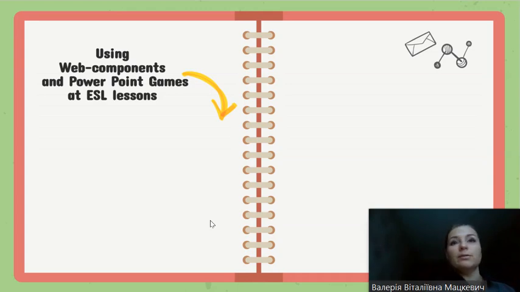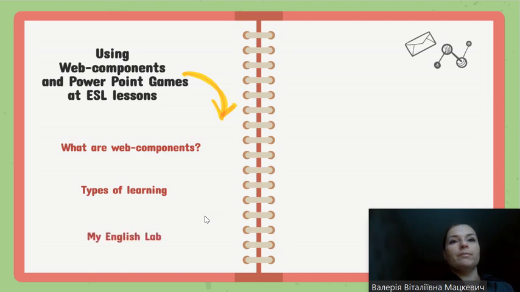Okay, so point number one, what are web components? The second thing, types of learning. Then I will tell you a few words about my English lab, what it is. If you don't know, I think it will be very interesting for you. Then the e-book, a short presentation of what it is, and a few words about PowerPoint games, how to use them, and I will share some of the games.